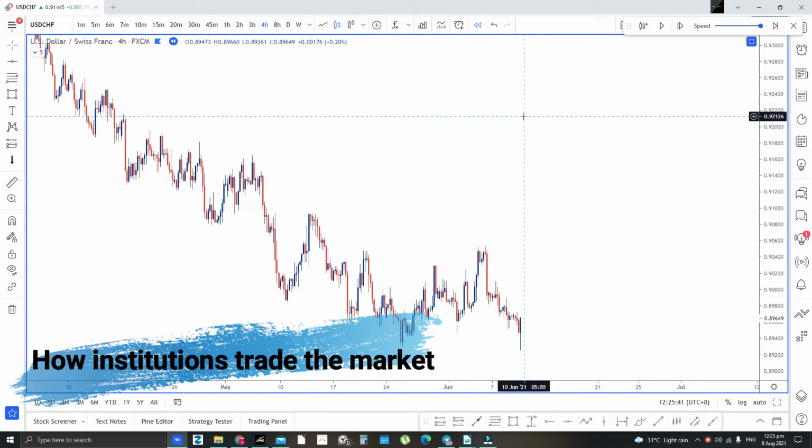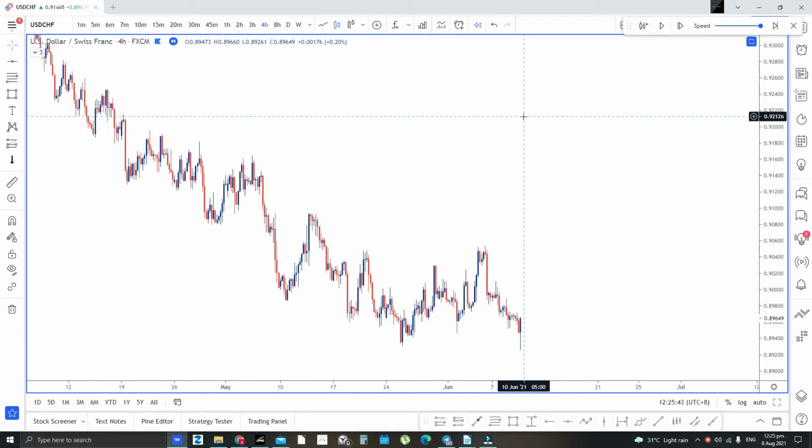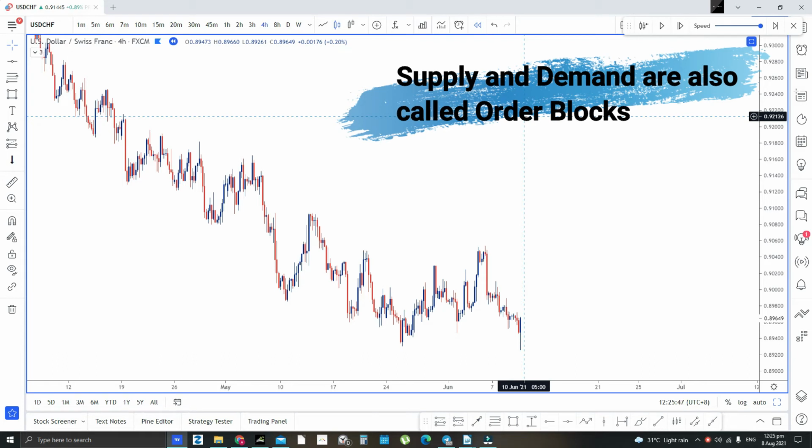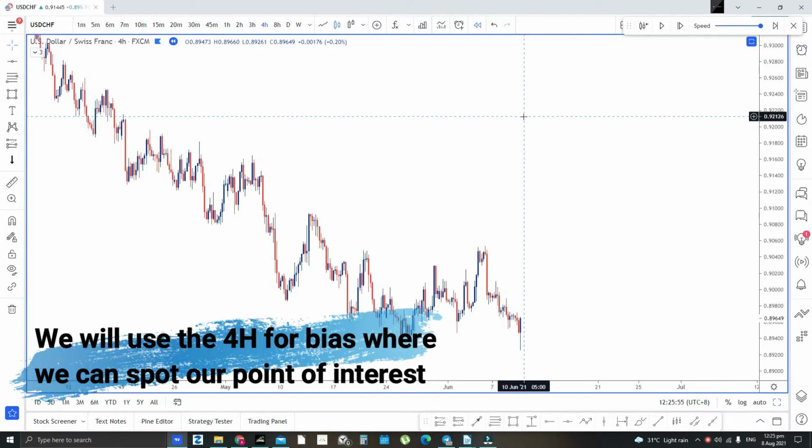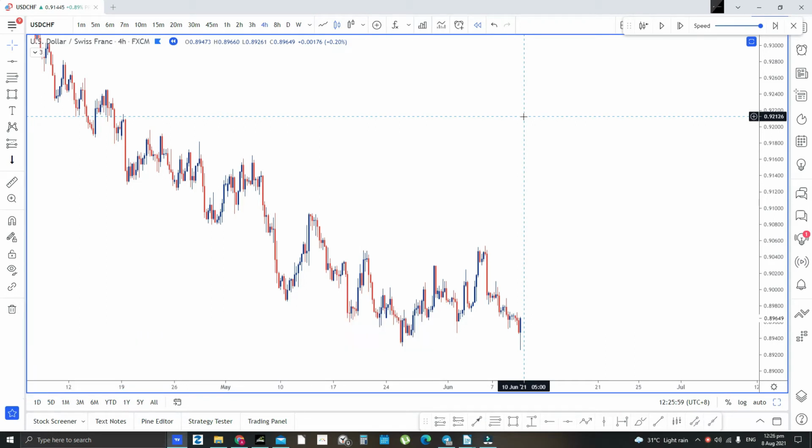Right here, quick and easy, we will show you an example of how to trade using supply and demand, order blocks, and using the 4-hour time frame as your point of interest and going down to a lower time frame to spot your entries. An example would be USD CHF about more than a month ago on the 4-hour chart.